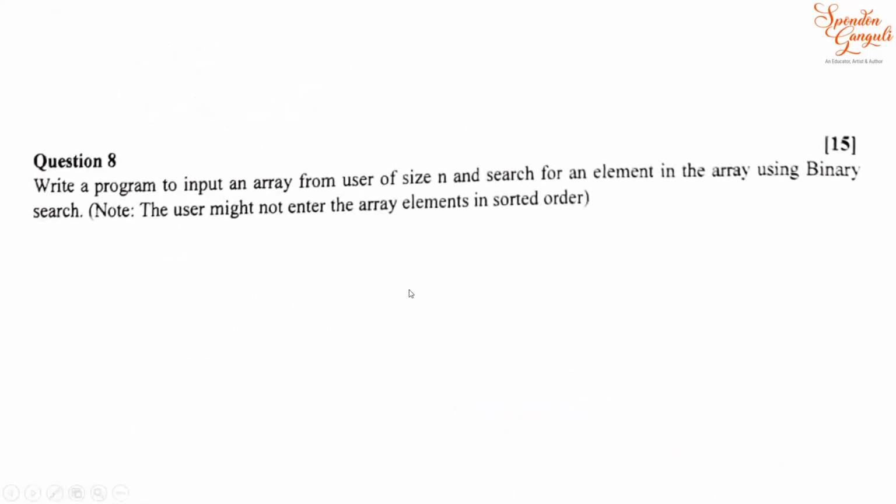Next question. Write a program to input an array from users of size n and search for an element in the array using binary search. Note, the user might not enter the array elements in sorted order. Now here the question is asked accordingly, but generally in board's question paper, when it is a binary search, the elements will be taken in sorted order. It will be assumed the elements are in sorted order, or a fixed set of values or elements will be provided in the question that you have to take.